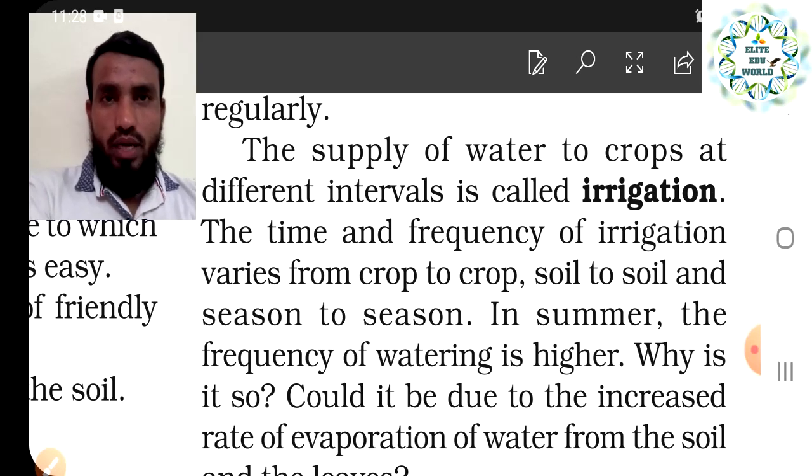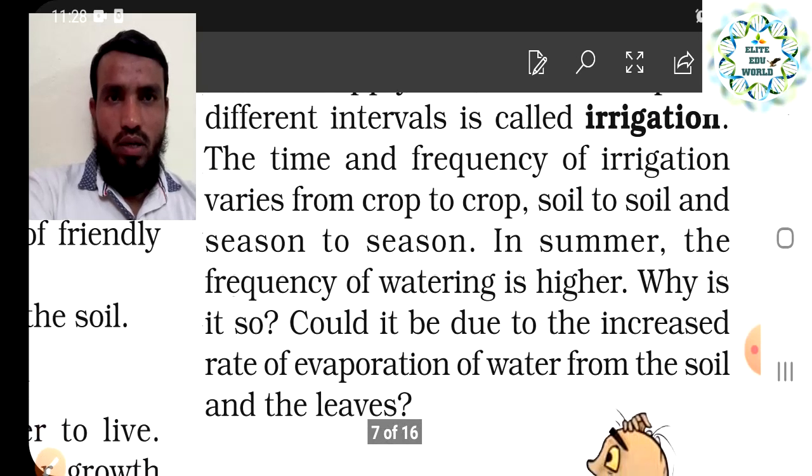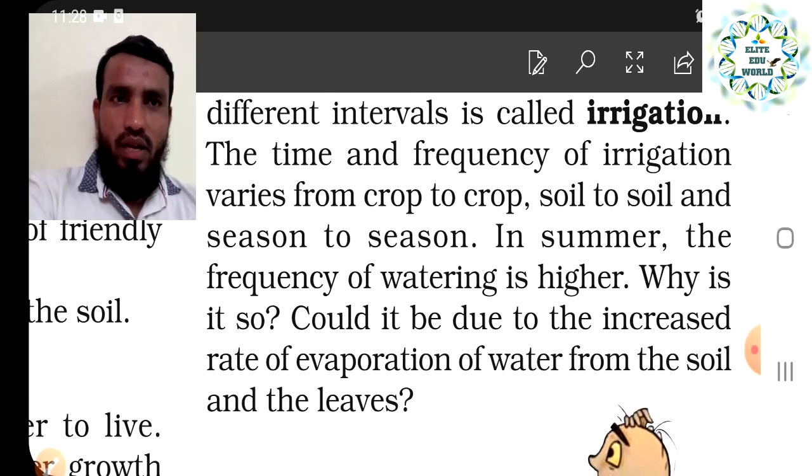Intervals are also very important. If you are providing more water, that is also not good for the plants. So when you are providing the water at proper intervals, that is called irrigation. Providing the water is called irrigation. And the frequency of the irrigation varies from crop to crop, as I told you, and from soil to soil.